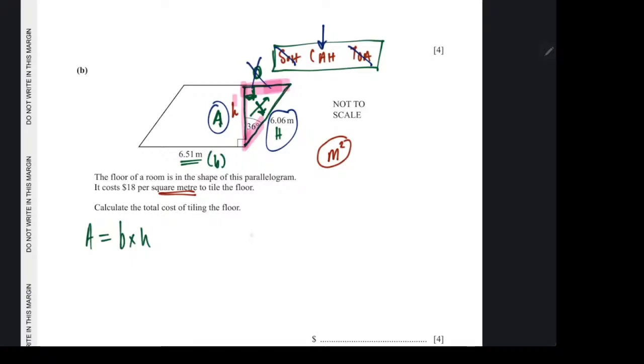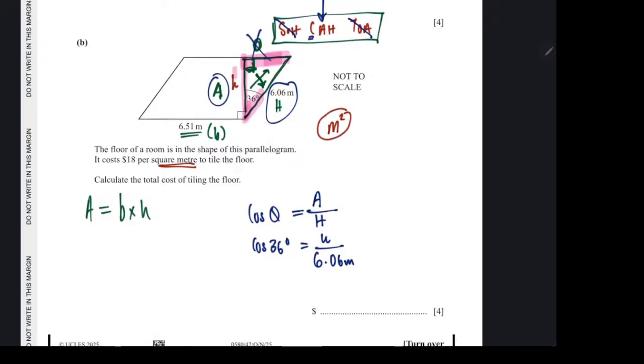So you should write cos theta is equal to, C is cos, A is adjacent over H hypotenuse. Which means, what is your theta? It's 36. So cos 36 degrees is equal to, what is adjacent? I don't know, H. Over, what is the hypotenuse? 6.06 meters. Then now you just have to find H. What a good mathematician this is.